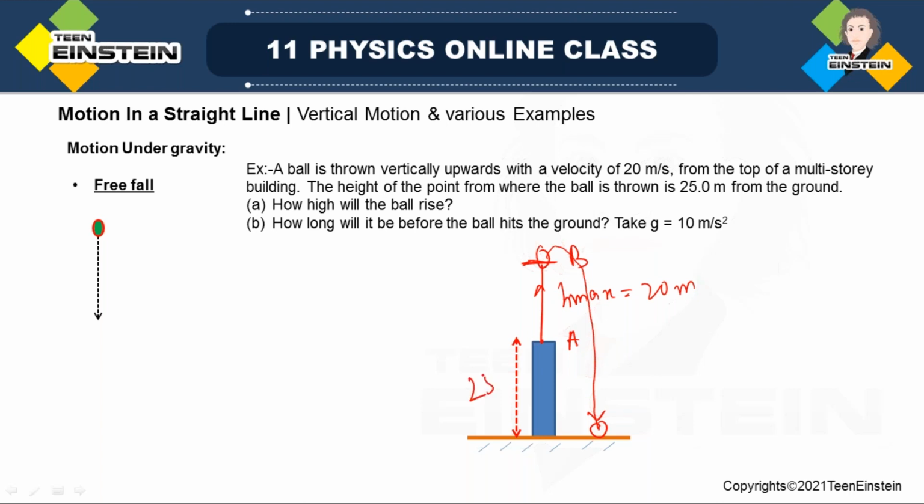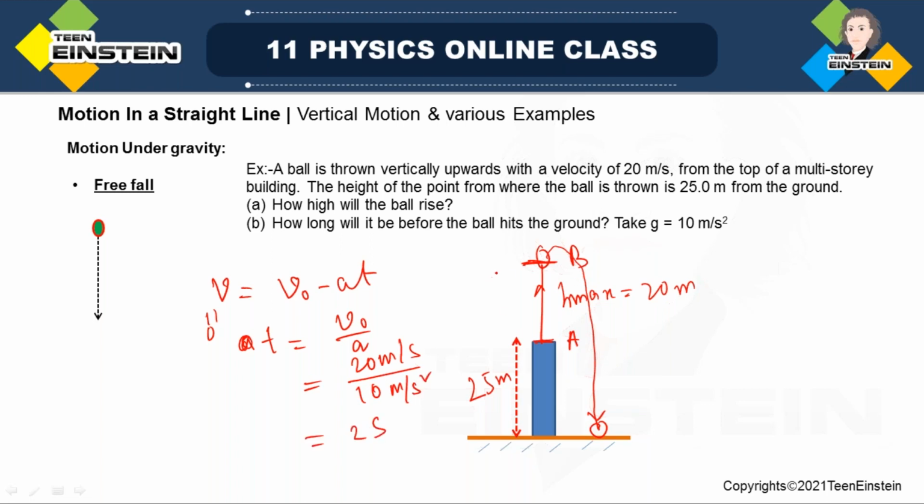You can actually break this problem into two problems. One is the time it takes to reach the highest point, that is B, A to B. So you can use V equals V0 minus AT. You know the final velocity is going to be zero. So you will find T equals V0 by A. V0 is 20 meters per second and A is 10 meters per second squared. So you will get 2 seconds. So up to this, it is 2 seconds, one part of this problem.